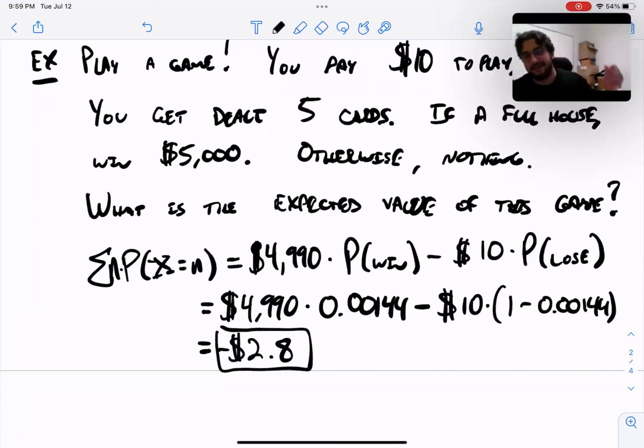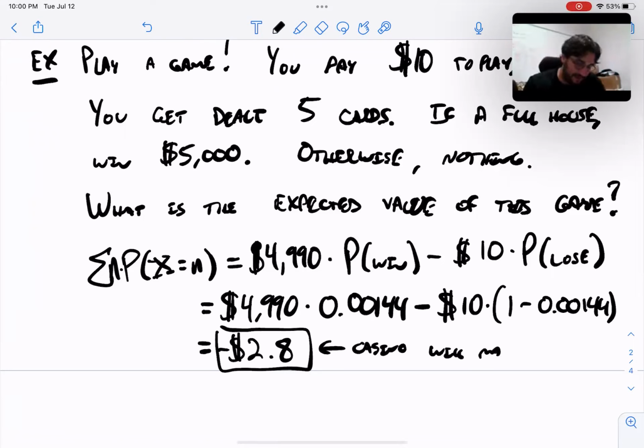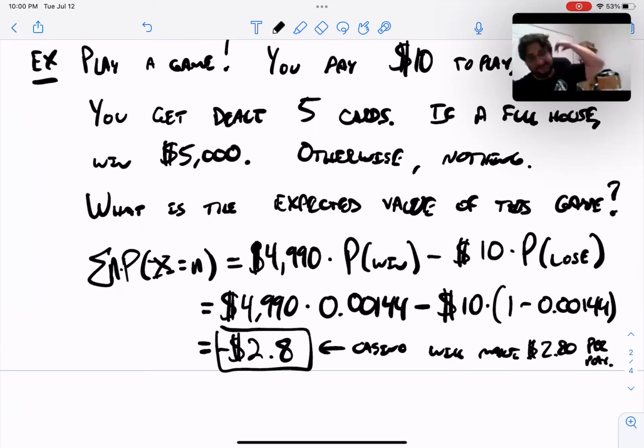Meaning, if the casino offers this game, say the first person to play it wins, well, the casino just lost a ton of money. That's entirely possible. But if this game gets played over and over in the long term, on average the casino will make almost $3 a person. That's counting the loss they take on those payouts. So the players collectively will lose $2.80 per play. If you play this game repeatedly, you're very likely going to lose $2.80 per play.